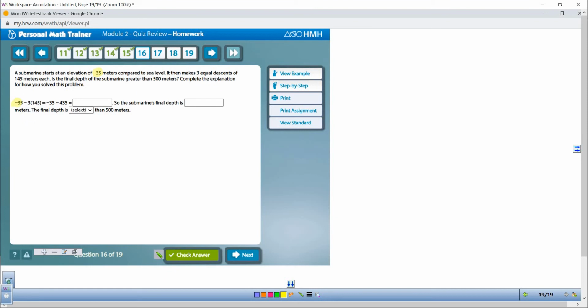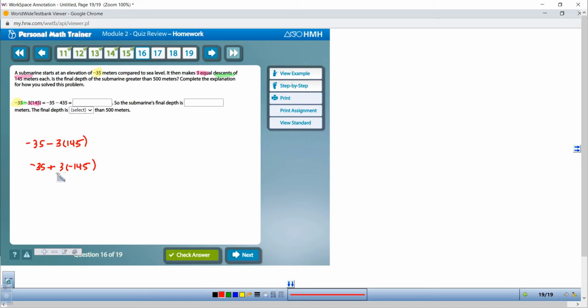Okay, it's descending. Because it's descending, we're going down, we're subtracting, all right? It descends how many times? It descends 3 times, right? 3 equal descents of 145 meters. So the way they wrote it was negative 35 minus 3 times 145. I might have done negative 35 plus 3 times negative 145, but those are the same thing, because subtracting a positive is the same as adding a negative.